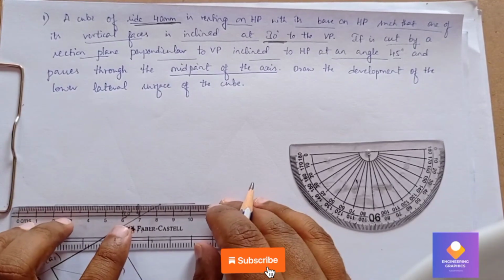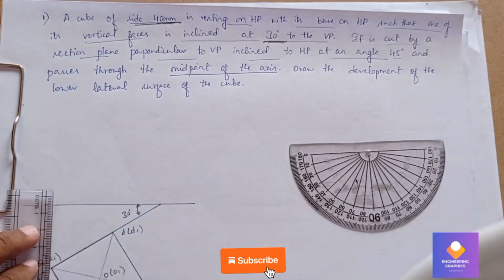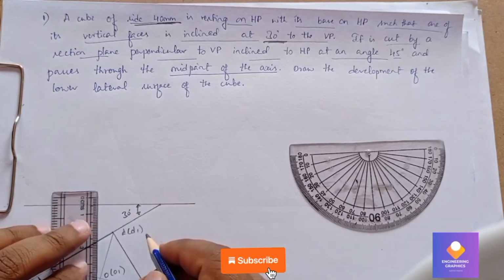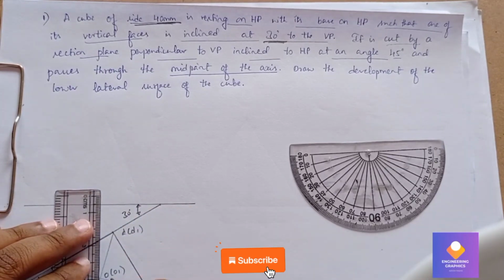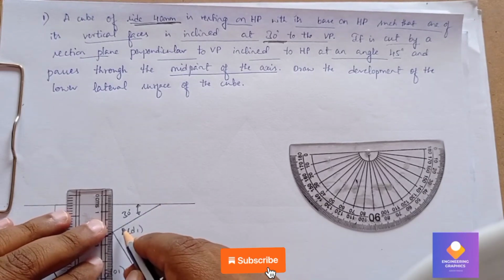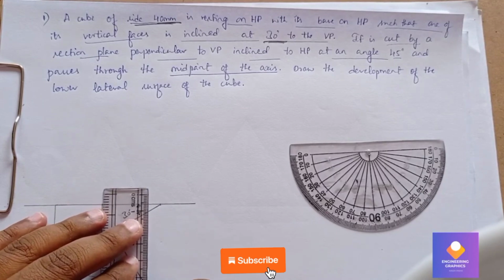Now we have to project it to complete the front view. So draw the projection lines. From the axis also we need to draw exactly vertical line. From all the edges we need to draw the projection lines here.